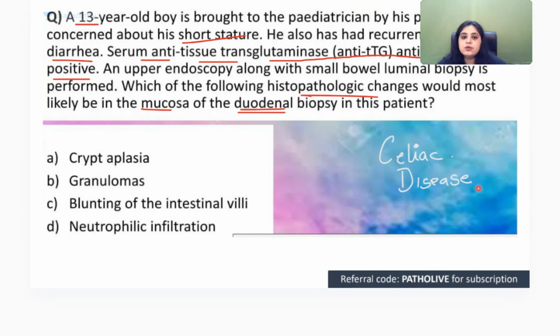This is celiac disease. Do you agree that celiac disease definitely has an onset in adolescence and childhood? Do you agree that anti-transglutaminase antibodies are positive in this? Then which is the part of the intestine that is maximally affected? Okay, so maximum effect is in the duodenum.